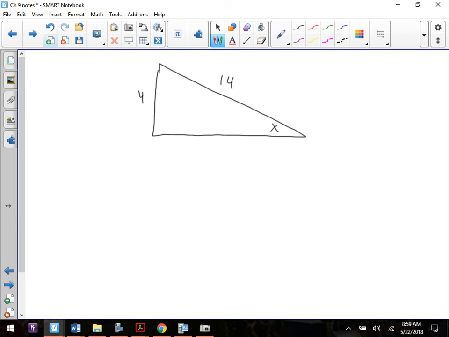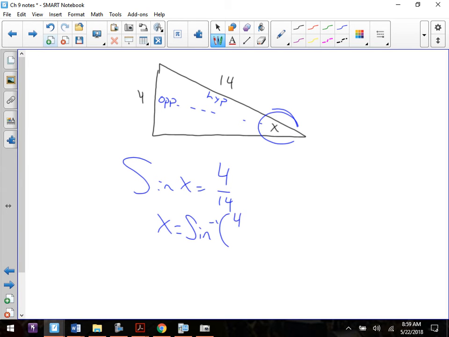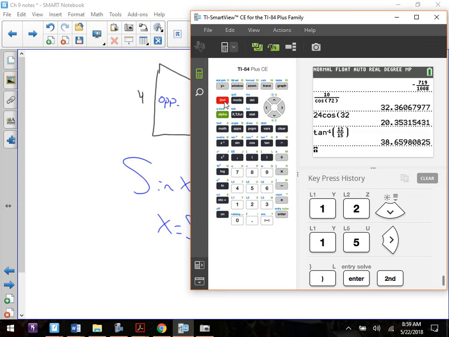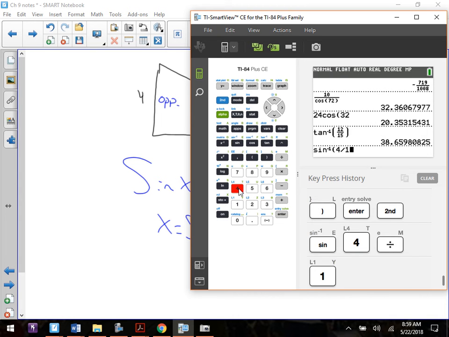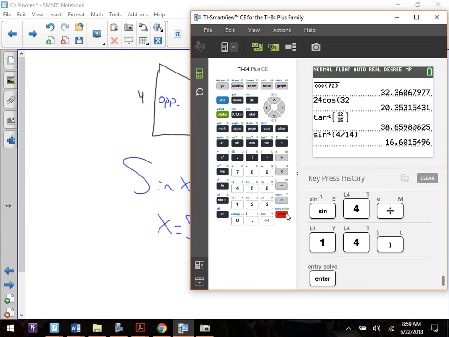What trig function are we going to use now? Sine. Very good. Remember, circle the angle. 16.6. Oh, I skipped 14, didn't I? Yeah.